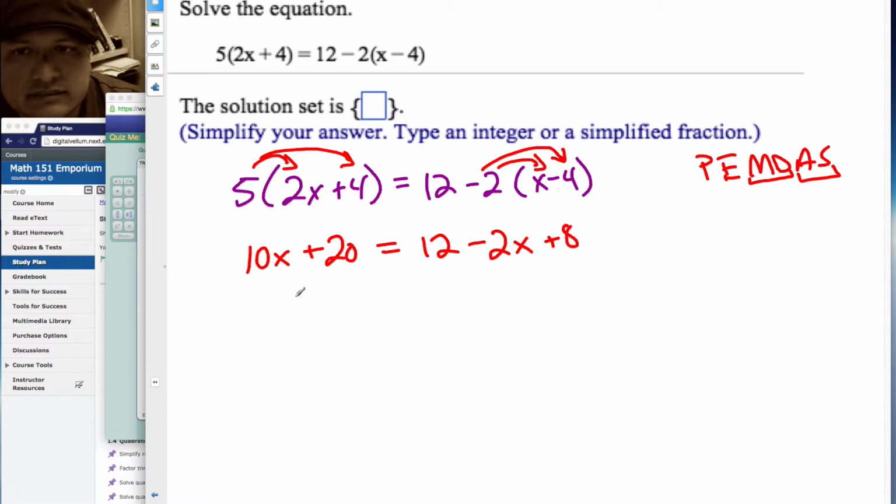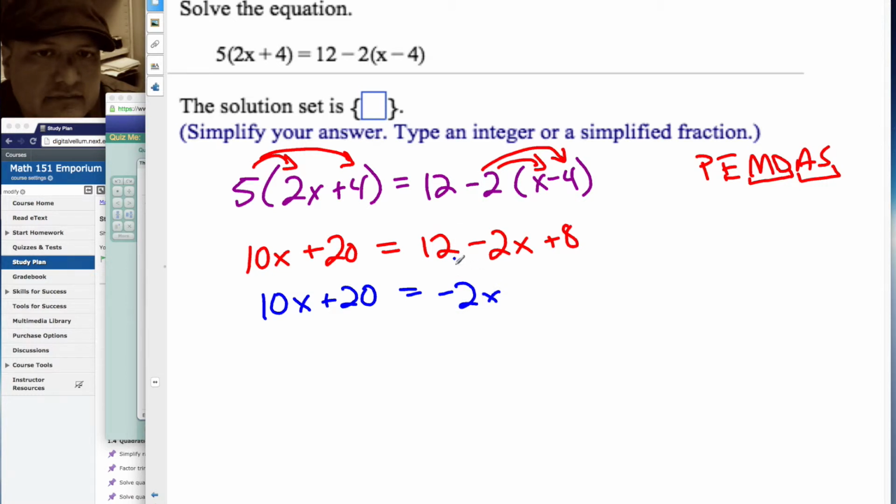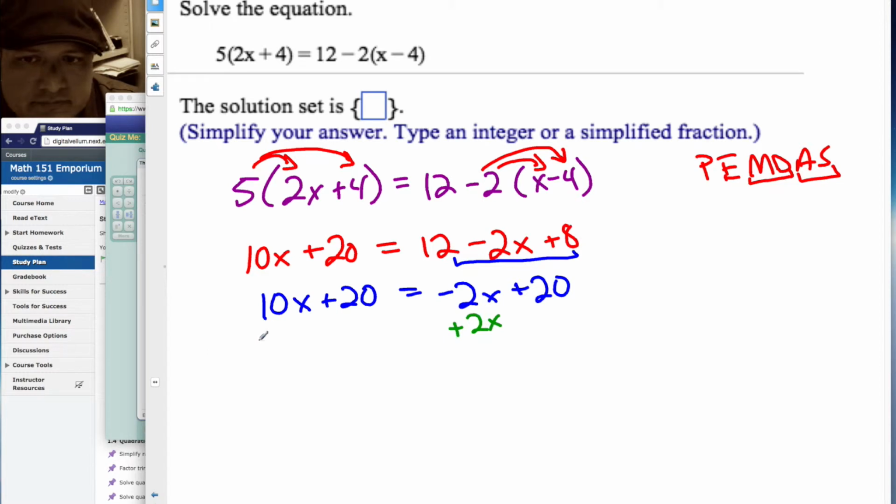Now at this point we can just kind of clean stuff up a bit. Minus 2x, and then here we have 12 plus 8 is 20, and we want to get the x's to one side and the numbers to the other side. So we're going to do the opposite here, plus 2x, and we want to get this over to this side here, right? So we're going to subtract 20 and then subtract 20 over here.